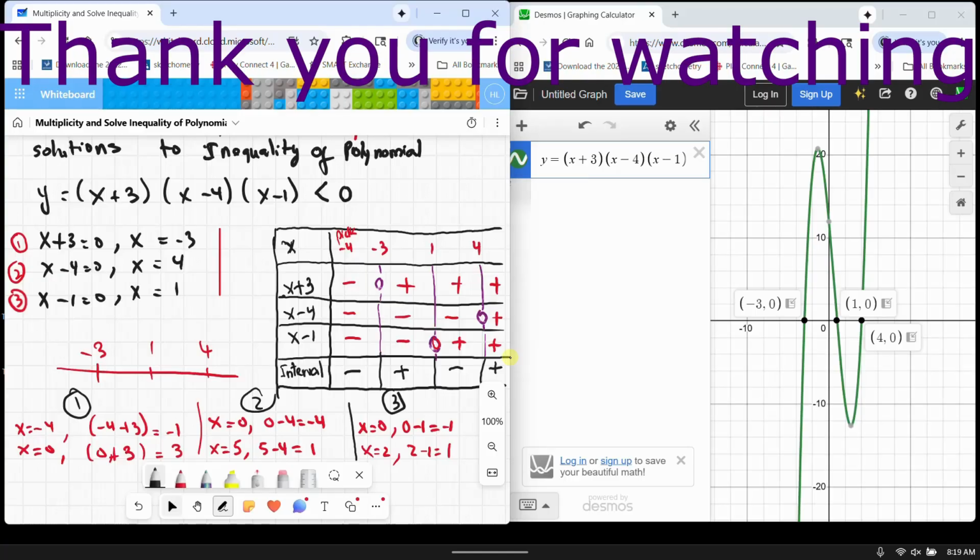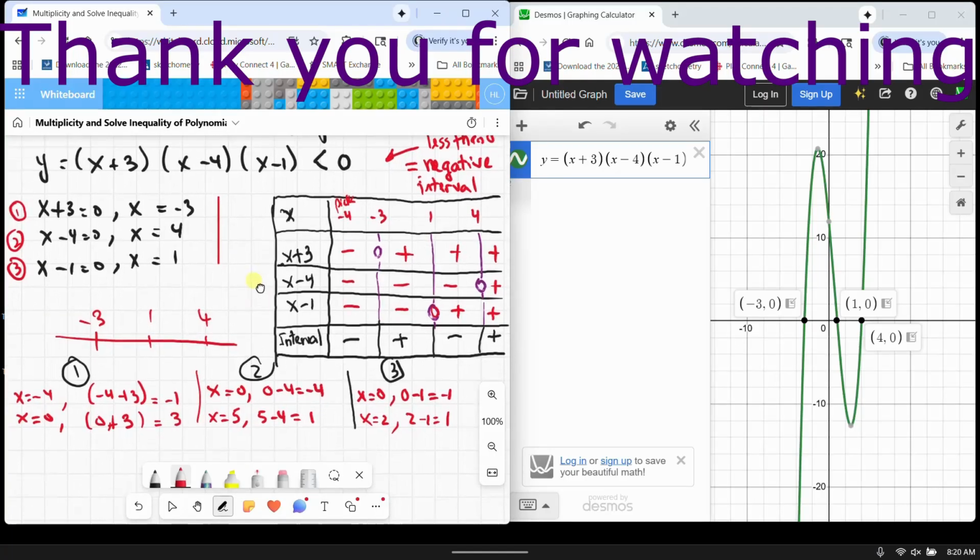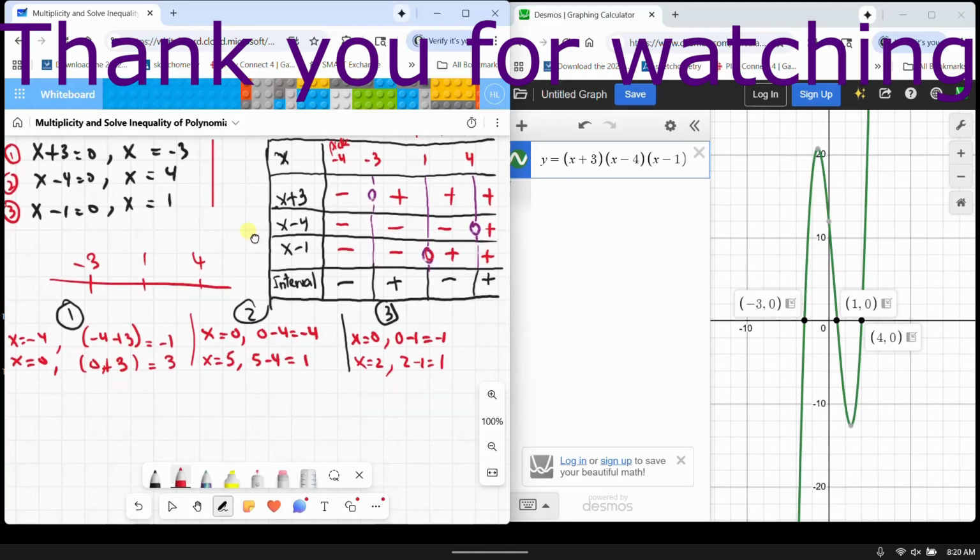So now what do they want? They want anything that is less than 0, which is saying that I want the negative interval. Okay. So they want a negative interval. Okay, I ran out of space, so I need to move it up a little bit, but I don't want to move it up too much. So keep in mind that we want a negative interval.